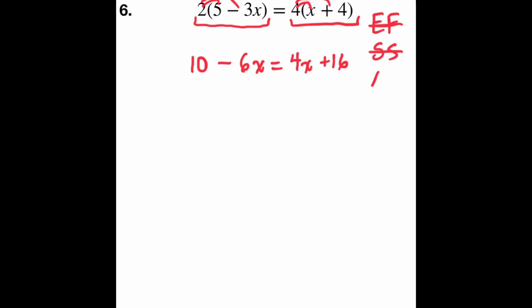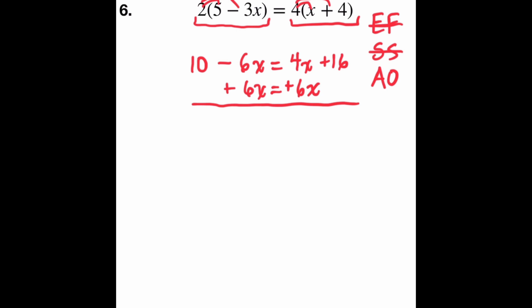Step 3, I'm going to add the opposite in order to isolate my variable terms on one side and my number terms on the other side. I'm going to choose to add 6x to both sides in order to keep my variable term positive, so I'm putting the variables on the right side of the equation.